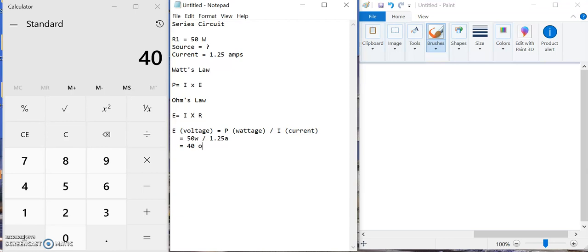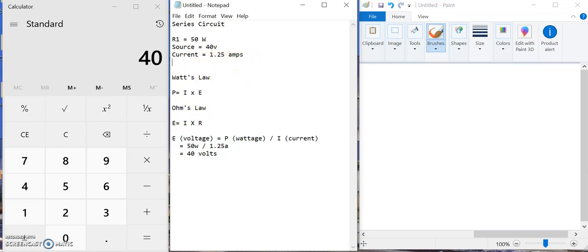40 ohms. So we know 40 ohms. We're calculating voltage. 40 volts. So our source up there would be 40 volts. Now we could calculate our RT. In this case, because we only have one resistor, it'd be R1, right?